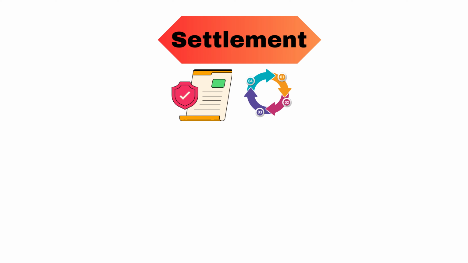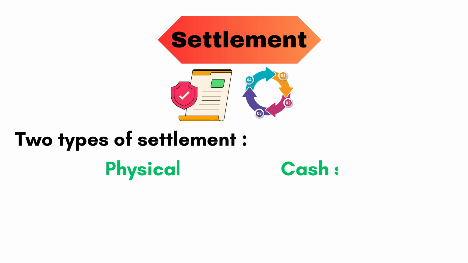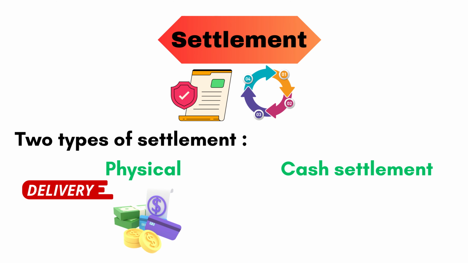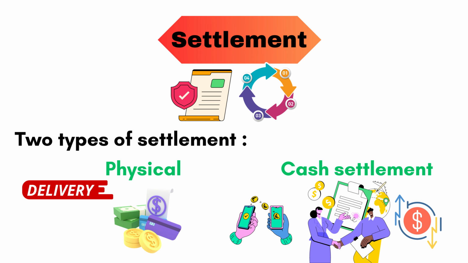Settlement is the process by which a futures contract is settled. There are two types of settlement: physical and cash settlement. Physical settlement requires the delivery of the underlying asset, while cash settlement involves the payment of the difference between the contract price and the market price.